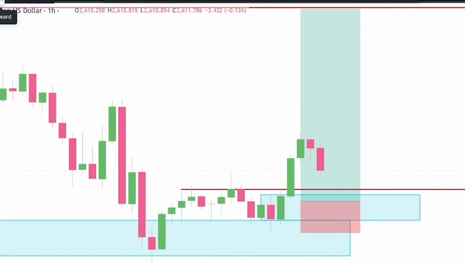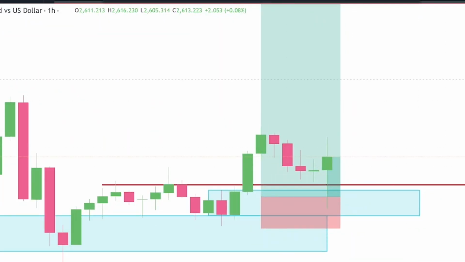These are the best entries with this chart pattern with the professional traders.